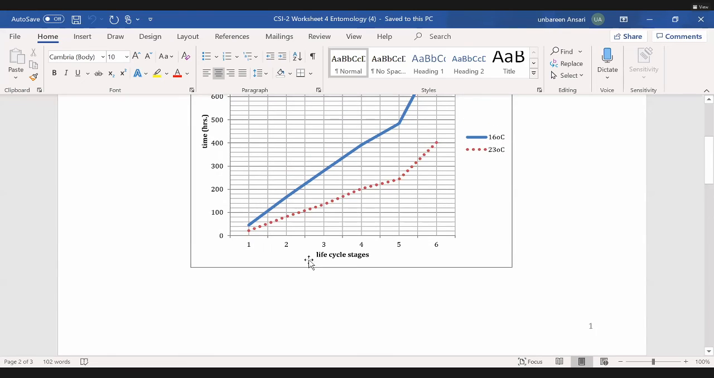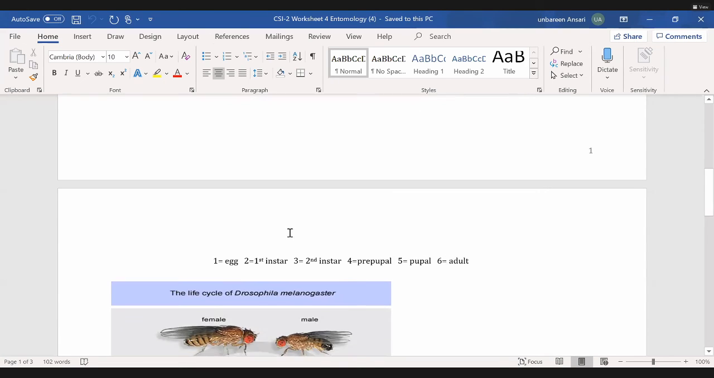So number 3, I'm going to draw an imaginary vertical line to the 23 degrees, the red dotted line, and then a horizontal line all the way to the y-axis. So it's right over here. What's the time? 140 hours. How do you convert 140 into days? Divide by 24. That's all it is. Okay.